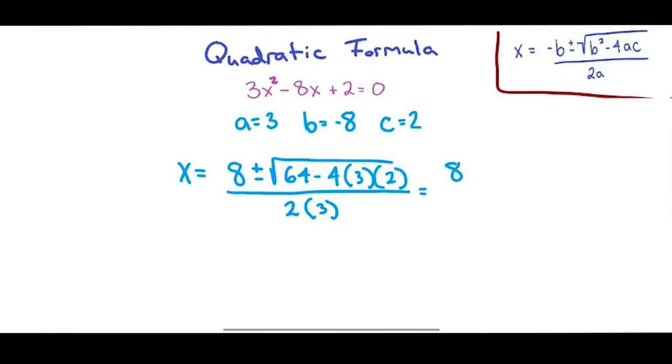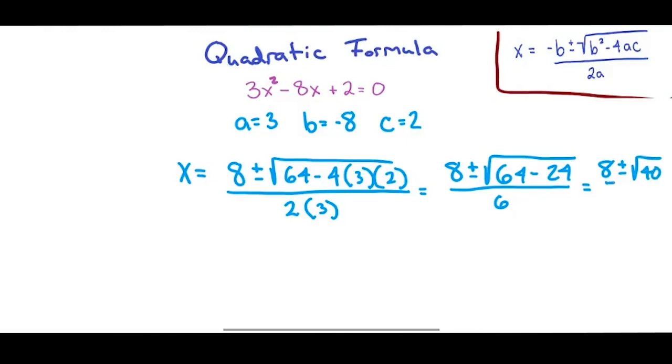So I have 8 plus or minus the square root of 64 minus 24, all over 6. Well, that'll be 8 plus or minus the square root of 40 over 6.